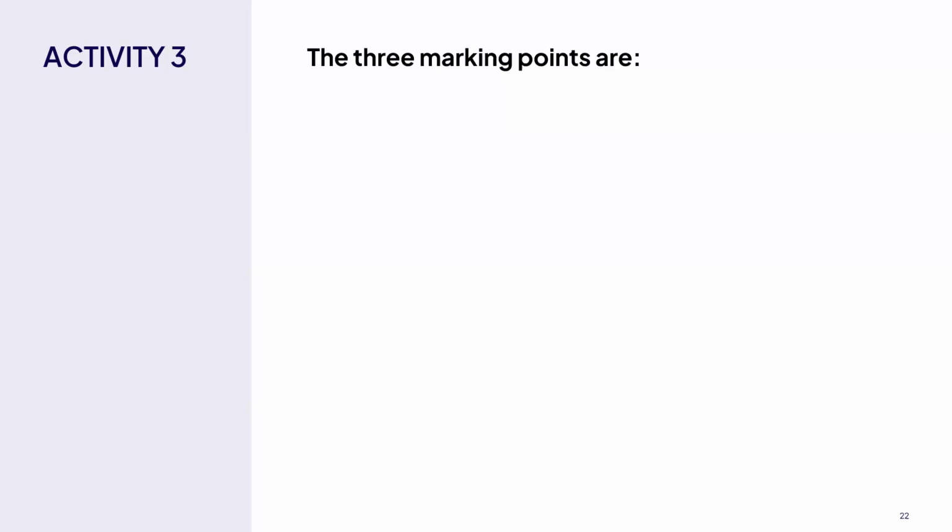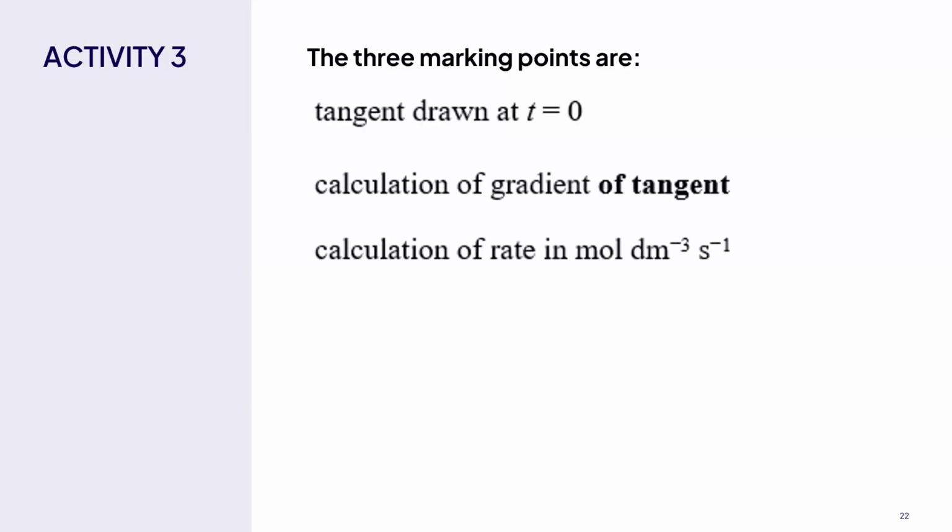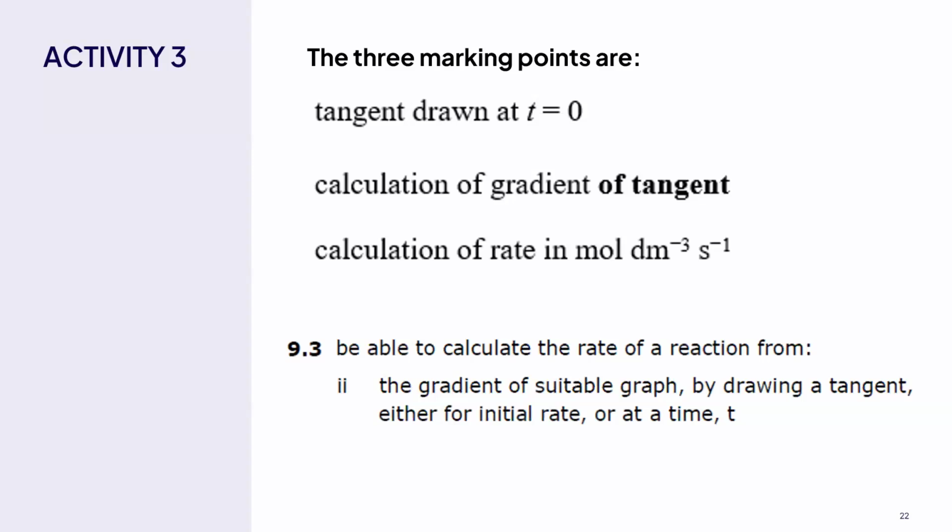But the three marking points here are: tangent drawn at t equals naught, calculation of gradient of tangent, and the calculation of the rate in moles per dm cubed per second. And I think that it is B 9.3, be able to calculate the rate of a reaction from the gradient of a suitable graph by drawing a tangent, either for initial rate or at time t.